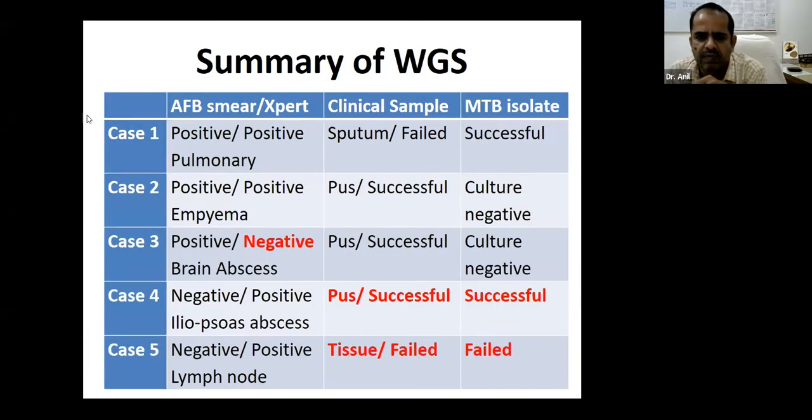So to summarize the whole 5 cases: in the first case, the sample whole genome sequencing failed, culture was successful. In the second and third cases, cultures were negative, so we were saved by the whole genome sequencing from the direct sample. In case 4, both were successful, but there was some discrepancy because of the amount of DNA and the coverage that was good in the case of the isolate, and they found INH resistance, but it was minimal confidence, so it does not confer phenotypic resistance. And in case 5, both sample and tissue failed for some unknown reason, so we couldn't get a report for that.